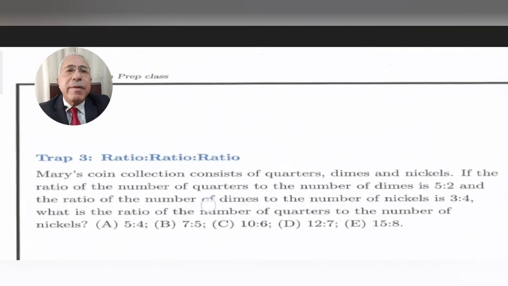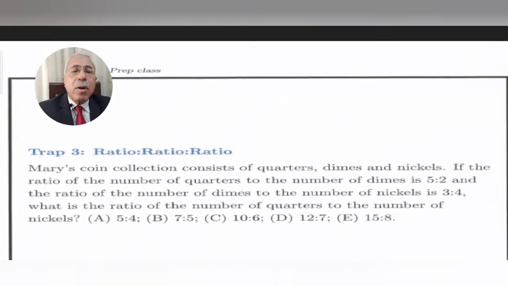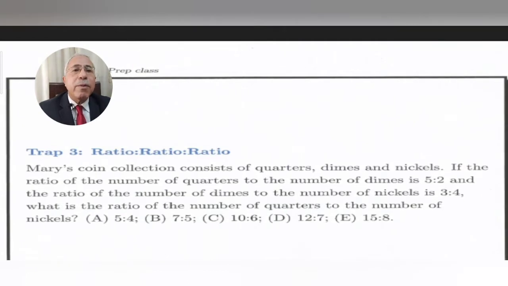Okay, the question says: Mary's coin collection consists of quarters, dimes, and nickels. If the ratio of the number of quarters to the number of dimes is 5:2, and the ratio of the number of dimes to the number of nickels is 3:4, what is the ratio of the number of quarters to the number of nickels? And you have some answers.